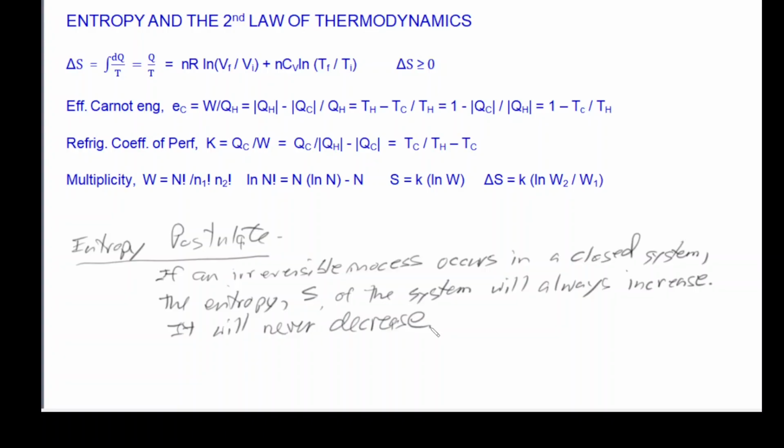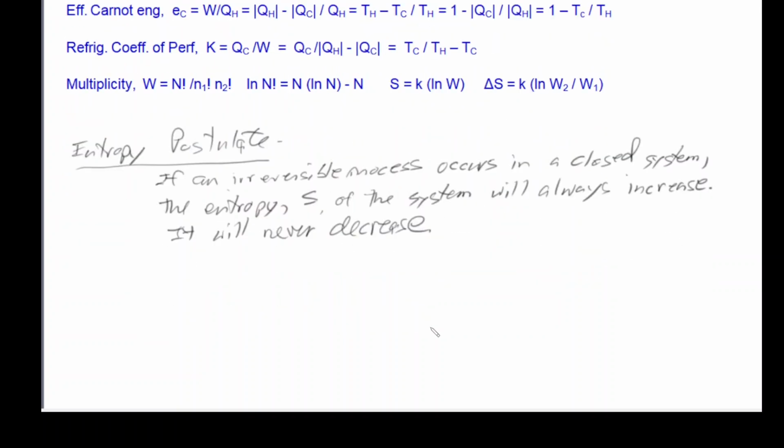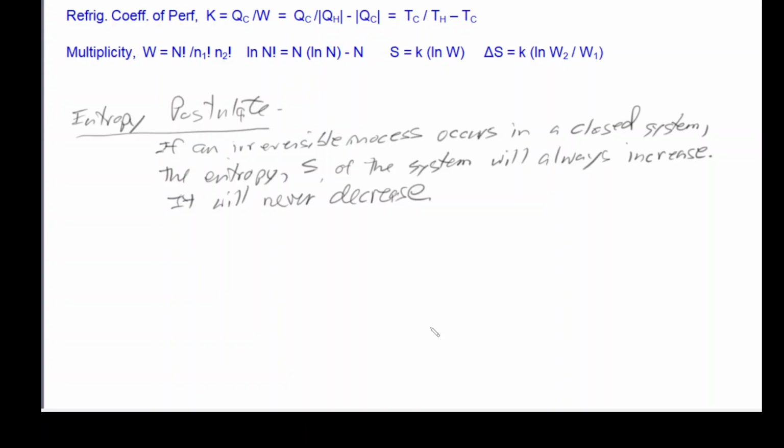Now we can state the entropy postulate. If an irreversible process occurs in a closed system, the entropy S of the system will always increase. It will never decrease. Mathematically, we can define the change of entropy as delta S is equal to the integral from the initial to the final state of dQ over T. And the units for S are joules per Kelvin.